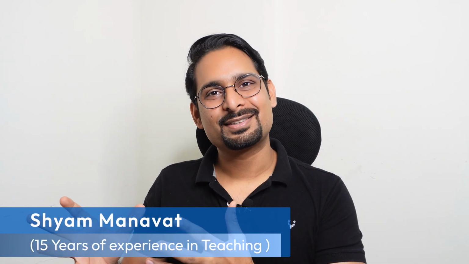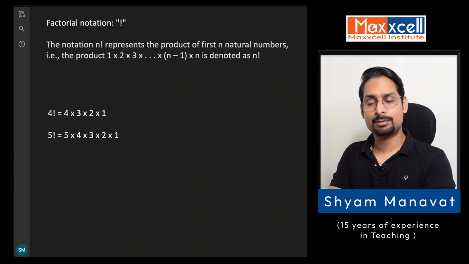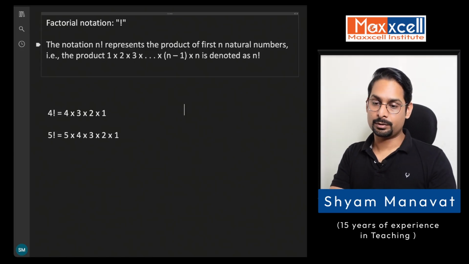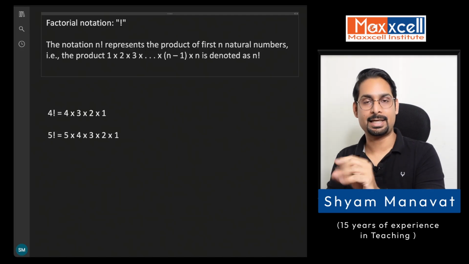Let's go to the computer screen and understand factorial for permutation and combination. This exclamation sign is known as factorial notation. What is the meaning of this notation? So this notation, n factorial, is the product of the first n natural numbers.